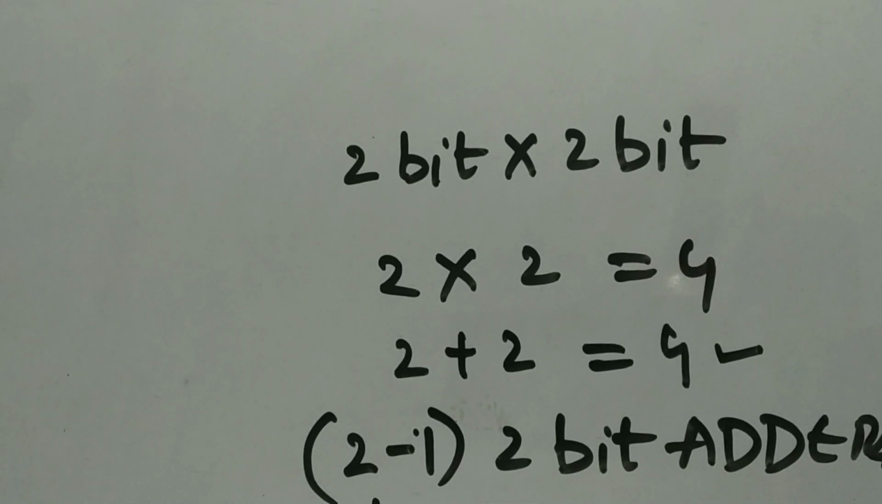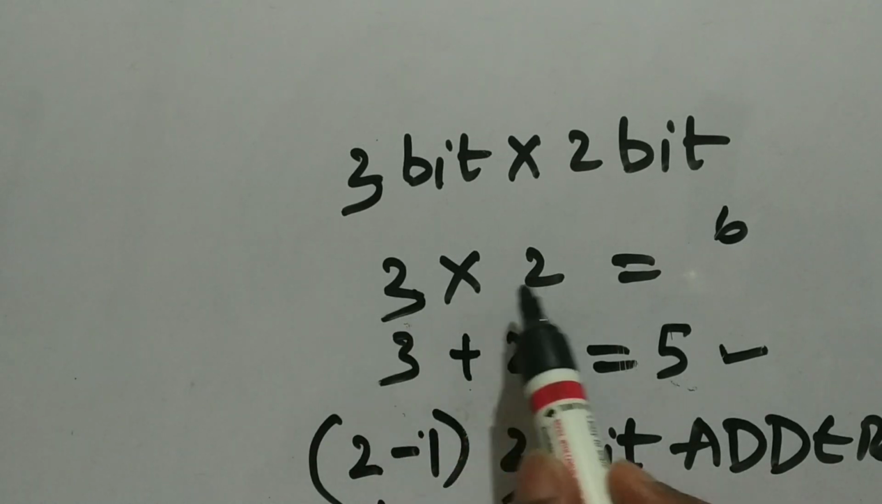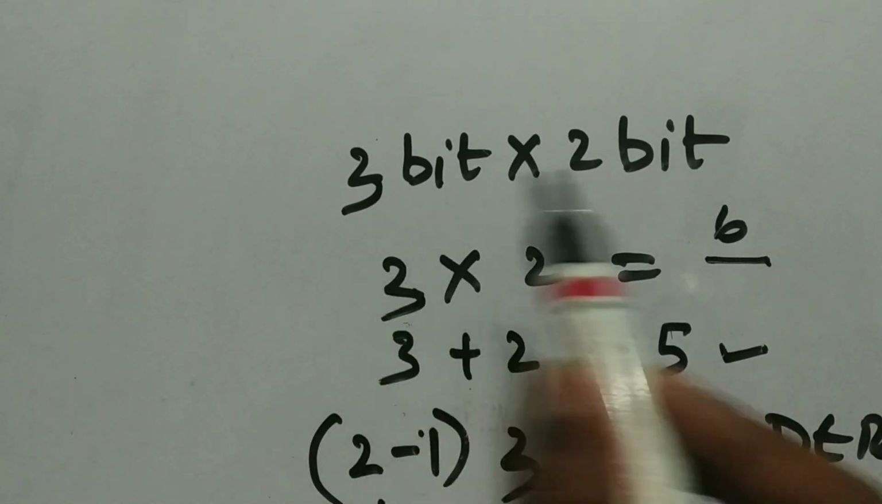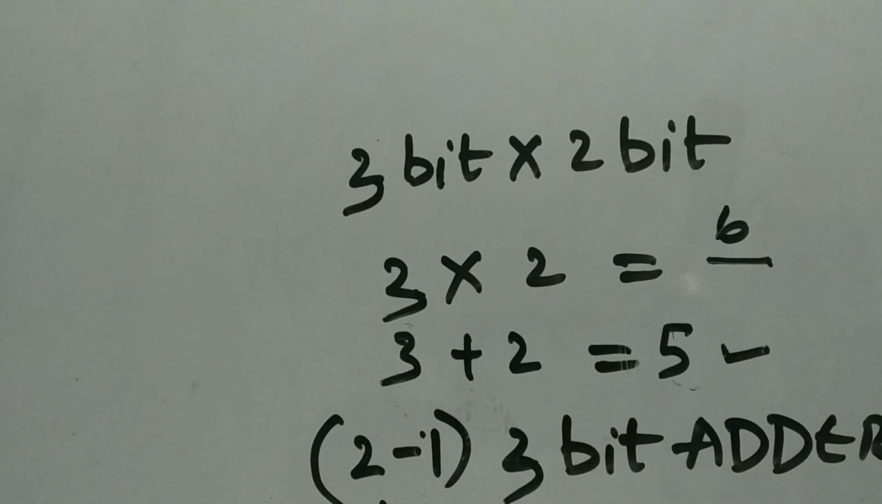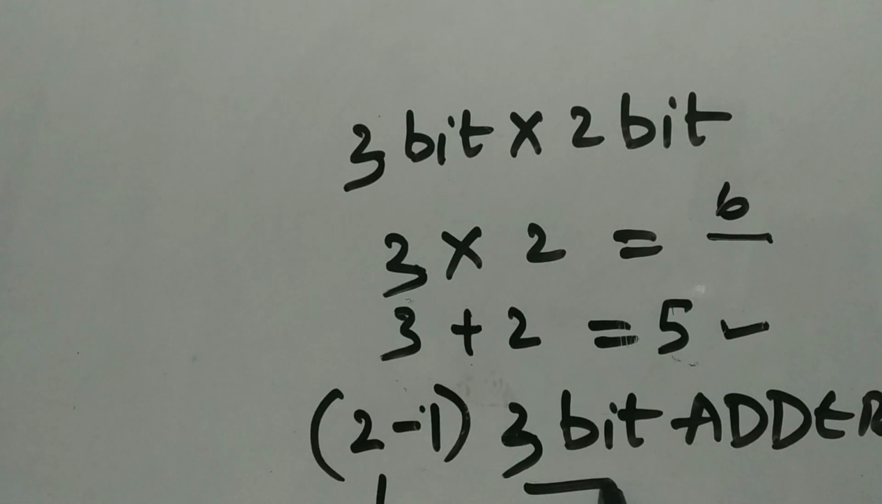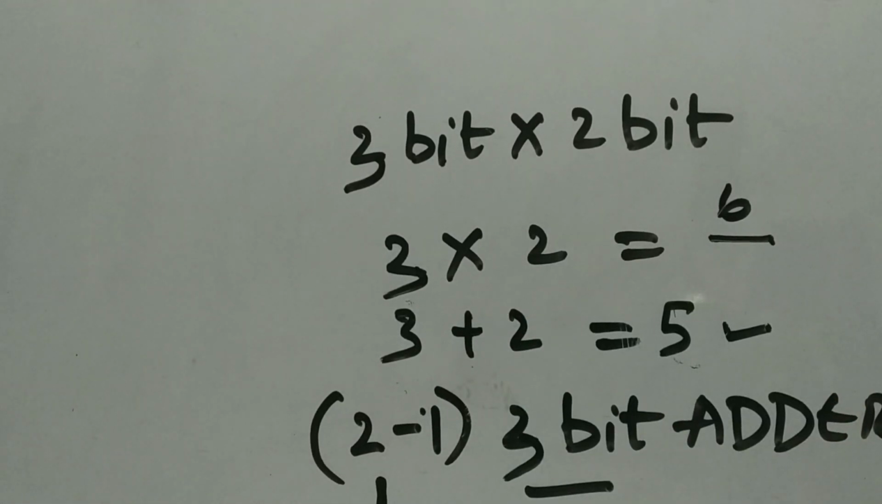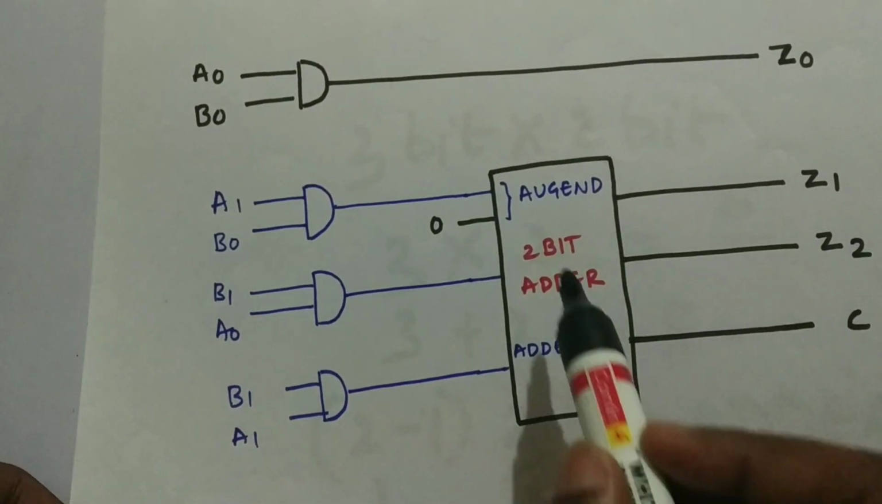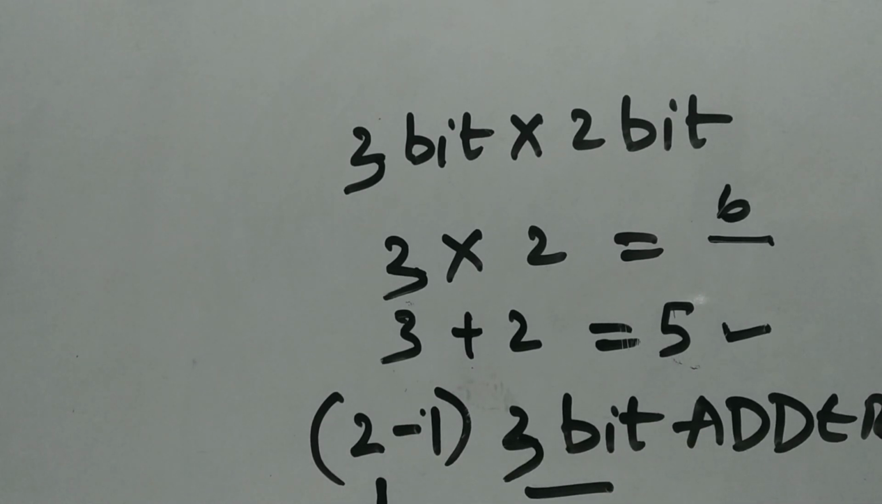If it is another size, let's say 3-bit cross 2-bit, then 3 into 2 will be 6. So we require 6 AND gates for 3 cross 2, and we require 5 output bits. And how many adders? We require 1 3-bit parallel adder for 3 cross 2. I'm not saying how many half adders are required, I'm saying how many parallel adders are required. It was a 2-bit adder in our previous case, and in this case we require a 3-bit adder.